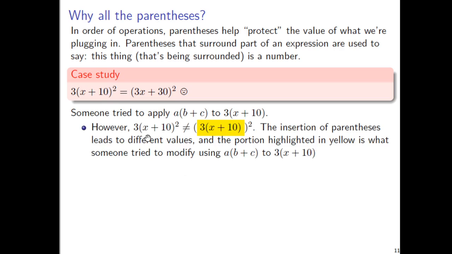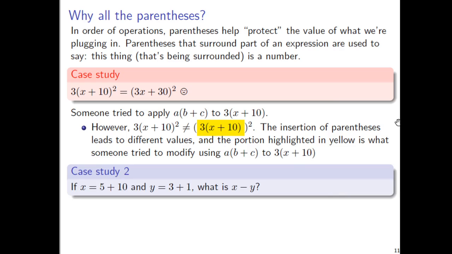The real point is that if you tried to insert a set of parentheses to where you'd like to modify the expression, you'd have to insert a left parenthesis before the 3 and then insert a right parenthesis right before the square. But the problem is, as soon as you insert those parentheses, you've changed the value of the expression. Right? This is all why we were talking about, can you insert these parentheses or not? Inserting these parentheses leads to different values, and the portion highlighted in yellow is what somebody tried to modify using the distributive law. Okay, here's a second case study.